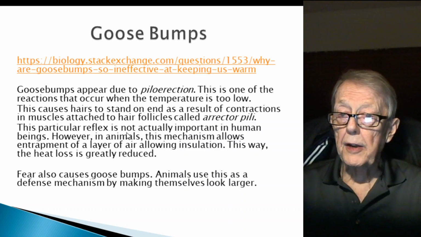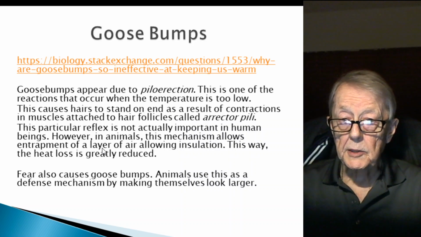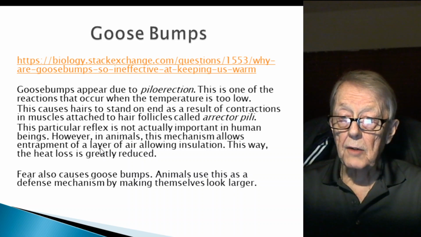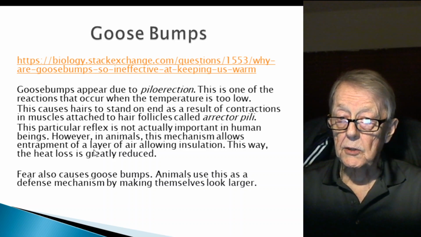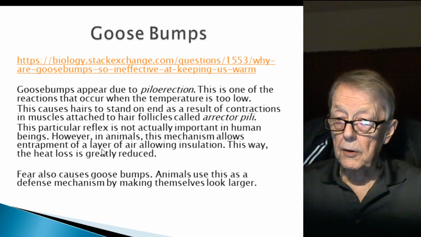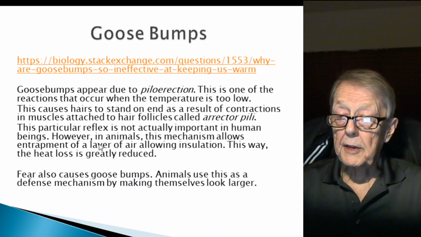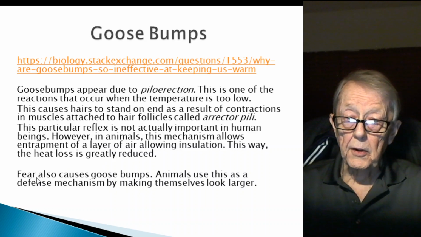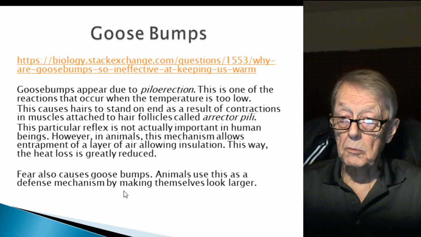This particular reflex is not actually important in human beings. However, in animals, this mechanism allows an entrapment of a layer of air, allowing insulation. This way, the heat loss is greatly reduced. So their hair around their body expands, trapping air. Their body heats the air, giving an insulation layer. Interestingly, though, fear also causes goosebumps. Animals use this as a defense mechanism, making themselves look larger, more fierce when they try to defend themselves.